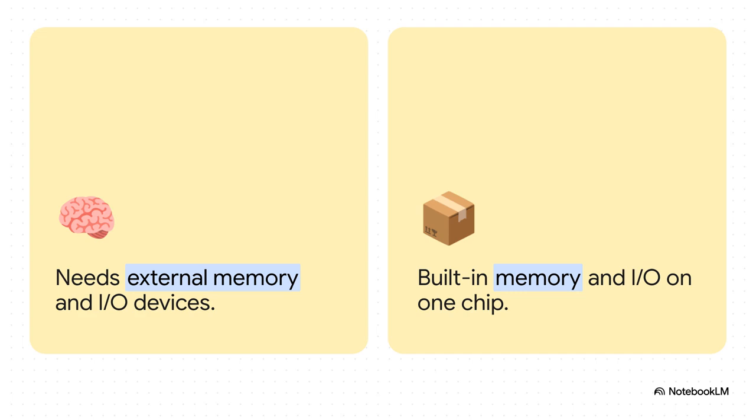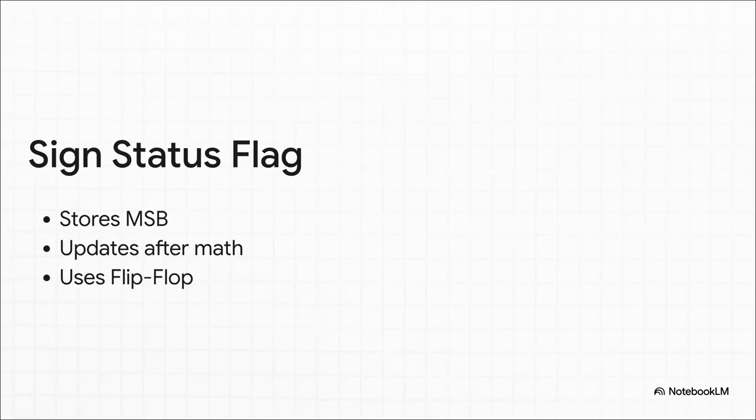A microcontroller, on the other hand, well, that's the whole package. It has the processor, the memory, the timers, and the I/O devices literally all built in on a single chip. It's basically an entire mini-computer. So inside that brain, the microprocessor needs ways to keep track of what just happened. That is exactly where flags come in.